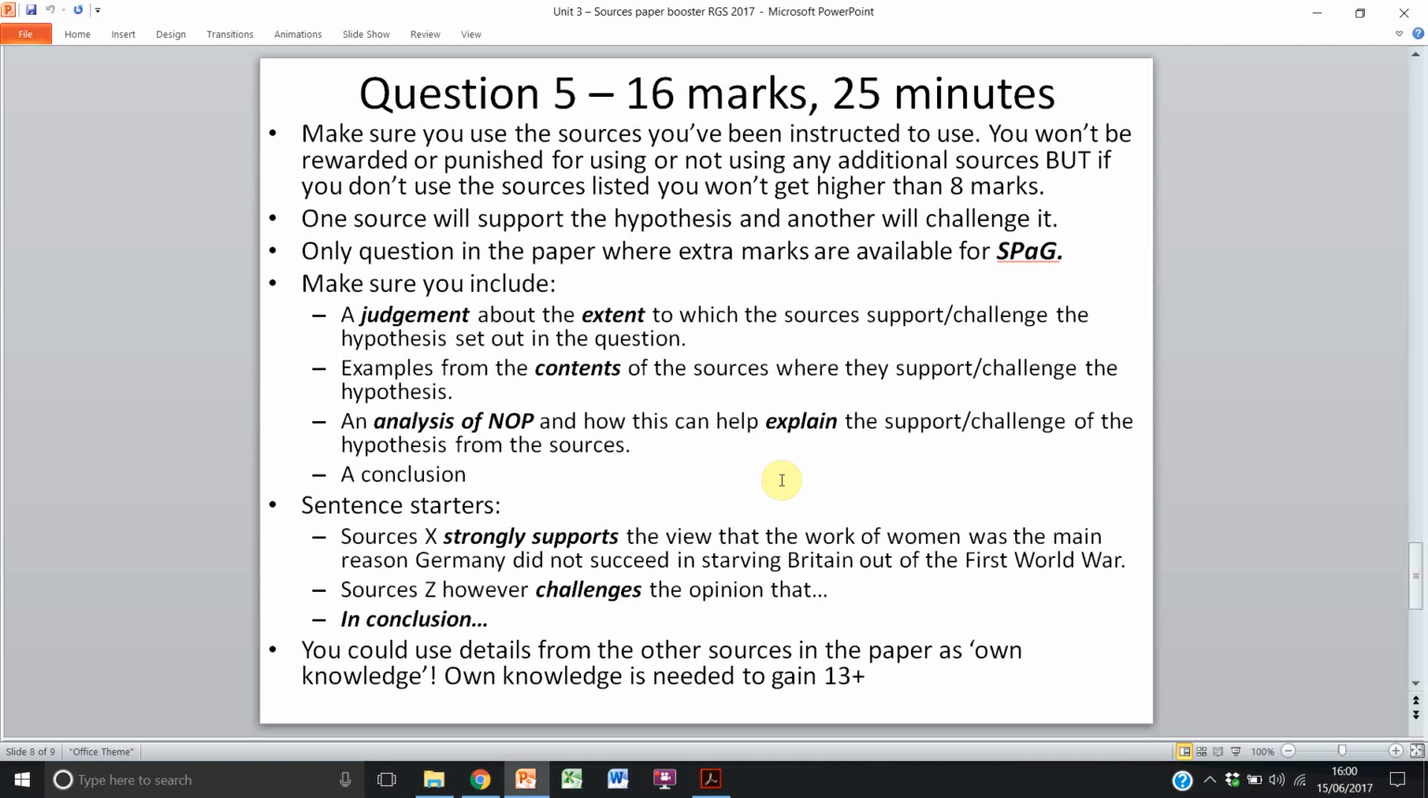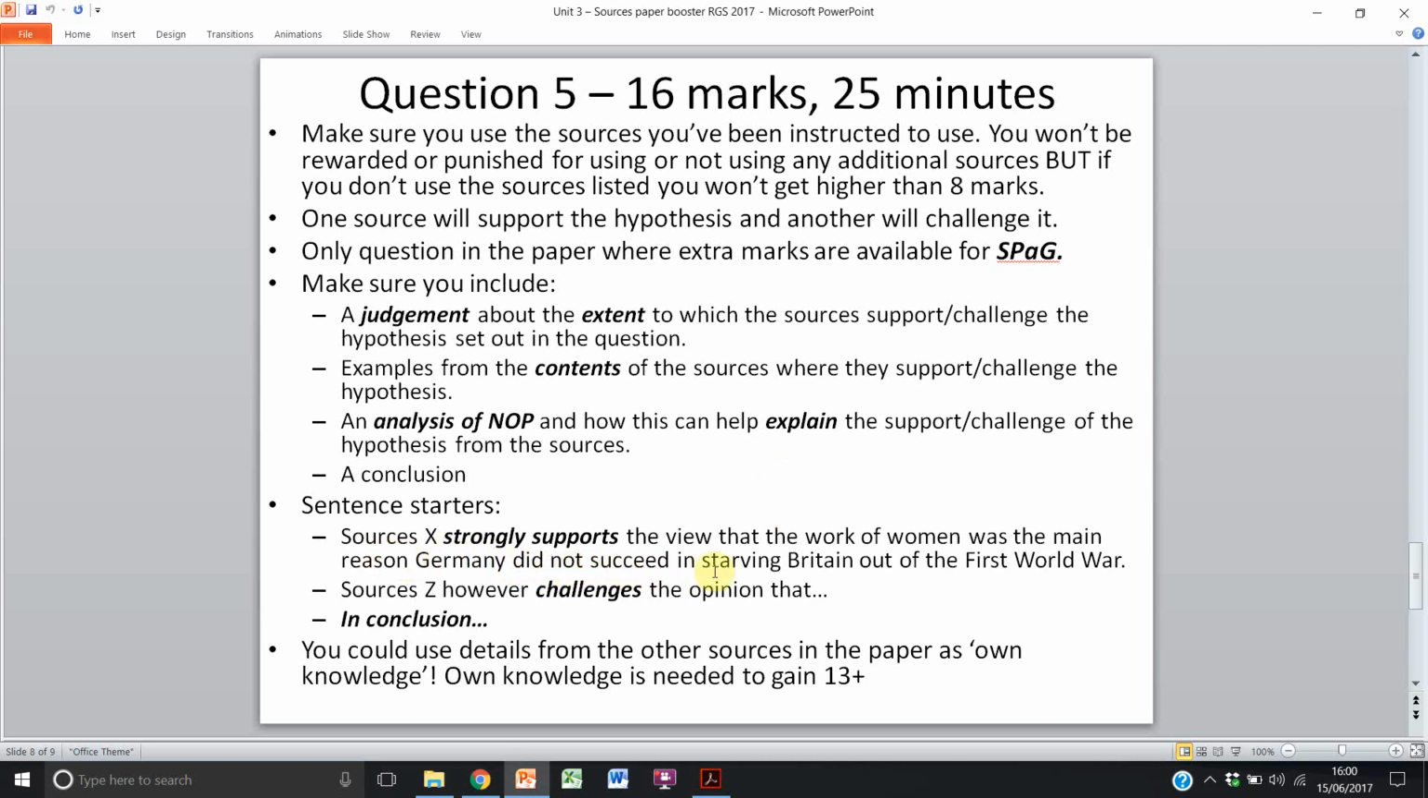And that final paragraph where you do a conclusion is a really useful place to give your own opinion. Do you agree with the hypothesis or do you disagree with it? And what are your reasons? You must explain yourself. So, here's some examples.